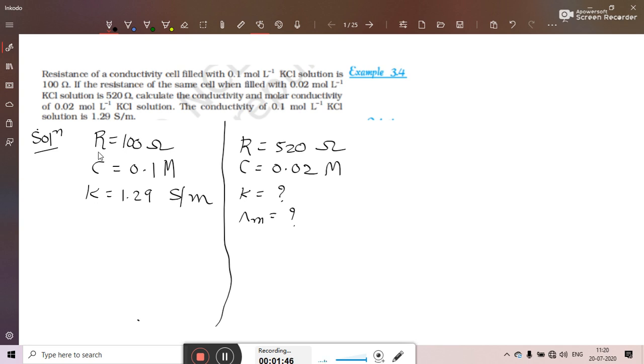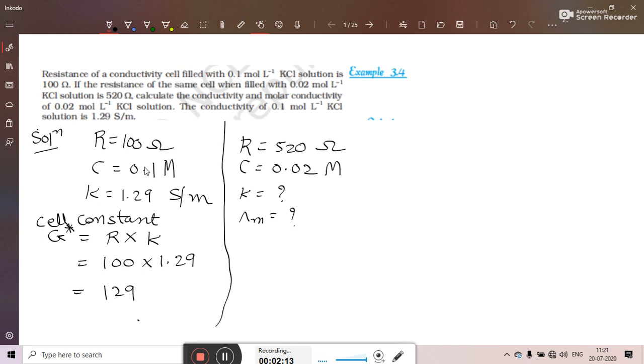So first of all, what we have to do is, from the first situation we have to find out the cell constant. Now the equation for cell constant, denoted by G star: cell constant G star equal to R into K. So that is equal to 100 into 1.29, so that is equal to 129. Now R is in terms of ohm and K is in terms of Siemens per meter.